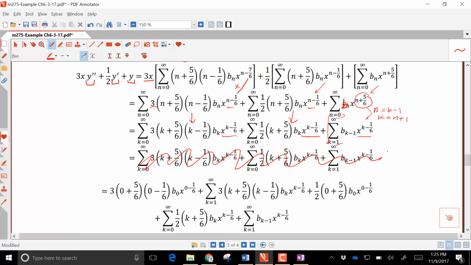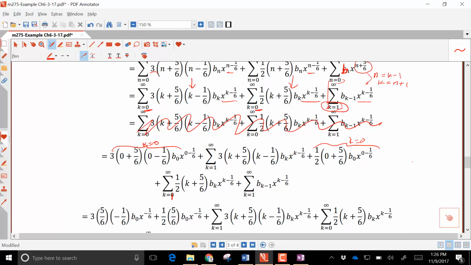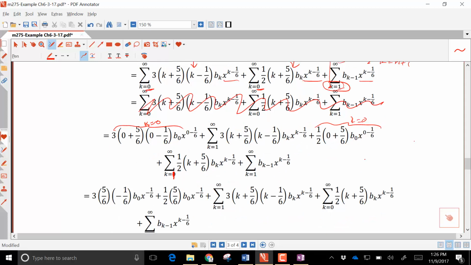All right, so what do we want to do? We want to start our index at 1. So I want the k equals 0 term pulled out here for the first series, and the second series also has a k equals 0 term. The last series doesn't change because it already has an index at 1. So when I do that, I need to start this at 1. Another typo.